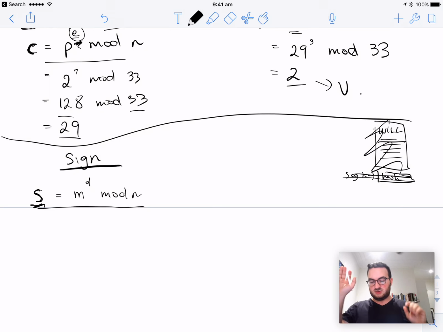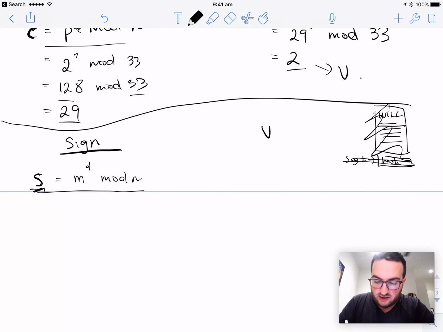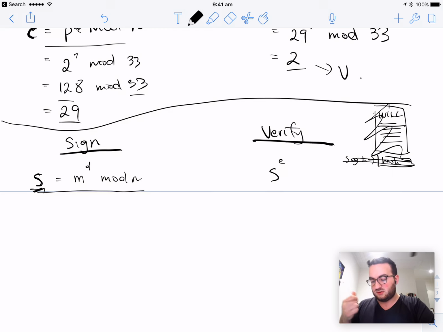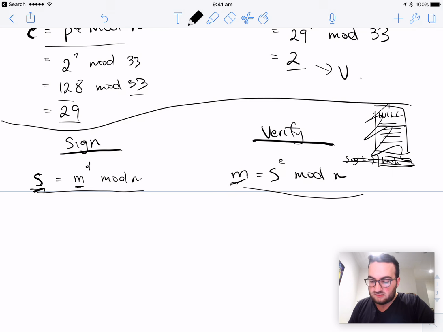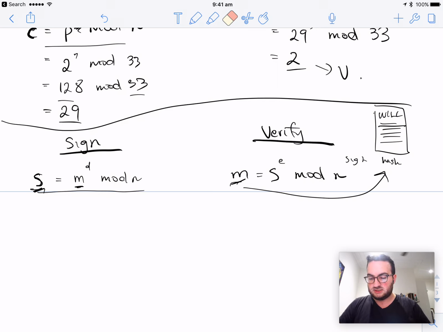The other person will get the document. They'll hash it themselves and figure out what the hash is. And then to verify, they'll take the signature and raise it to your public key. Now your public key is E, which stands for encryption because it's normally used for encryption. They'll raise it to E and mod it by N again. What they should get is the original message that was used in the original signature. Now, if this message matches the hash of the document, then they know this is the legitimate original document that was originally signed.